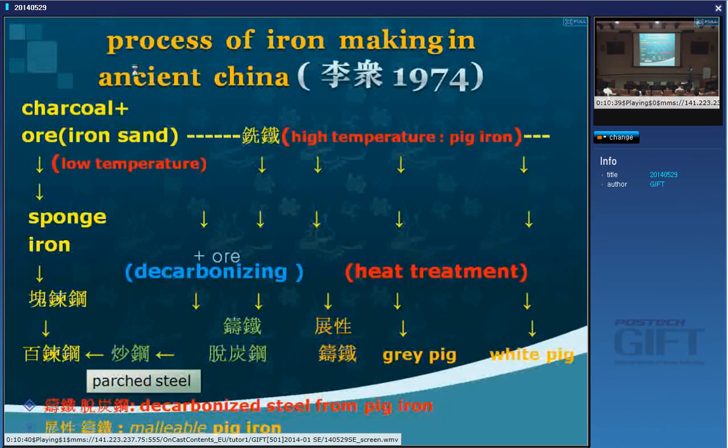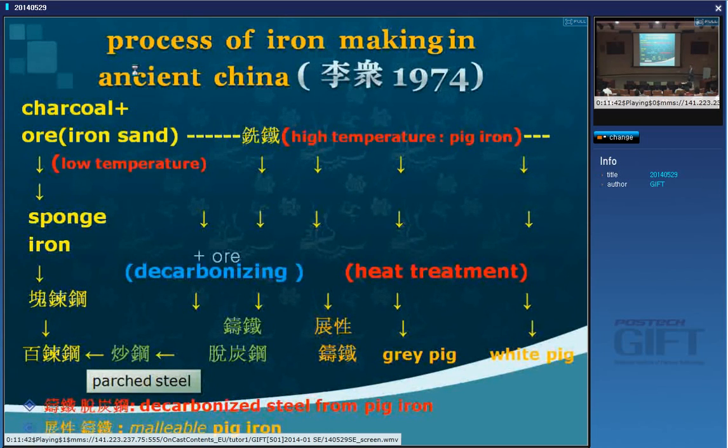The various pig iron they made in ancient China, the white pig iron, gray pig iron, and malleable pig iron, was developed in the Warring States period in China, about the 4th century BC. This point is the decarbonization, and one more important steel making is this line. It is a unique technique that decarbonizes steel from pig iron in the solid state.